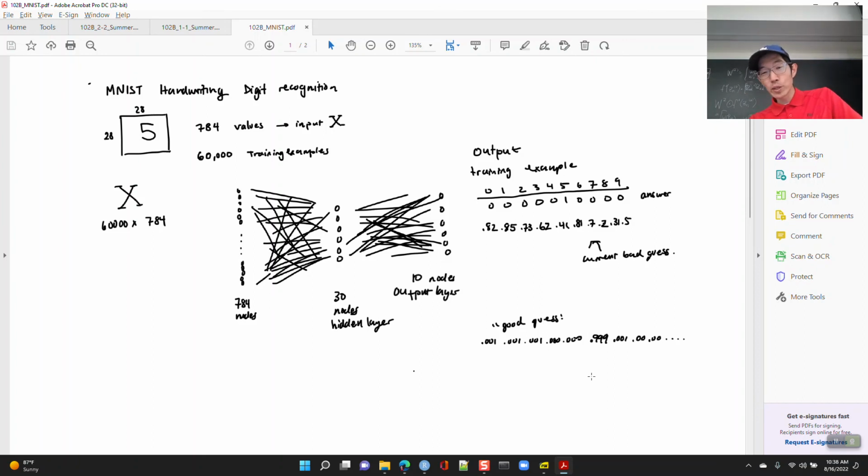And then for the 1, it would guess something like a 0.999. And then the other nodes will be like 0.001 again. Okay, that would be a good guess. Okay, and so we want to kind of train our network so that the weights here and the weights here will give us something that gets us closer to a good guess.